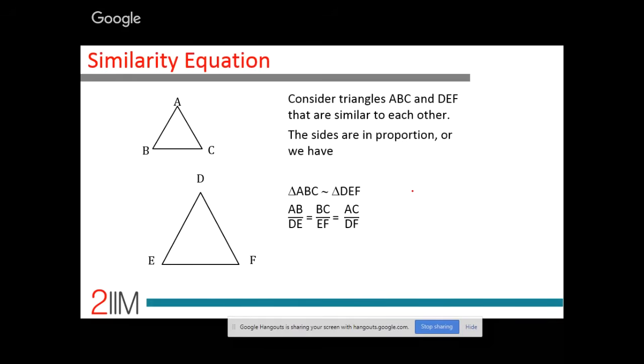If 2 triangles are similar, then all their side metrics are in proportion. If you're saying ABC is similar to DEF, then you can say AB by DE equals BC by EF equals AC by DF. This is called the similarity equation. Very often this is a starting point. You're going to say the 2 triangles are similar, so everything is in ratio. Altitudes are in ratio, the perimeters are in ratio. So you can plug that ratio and use that as a starting point.